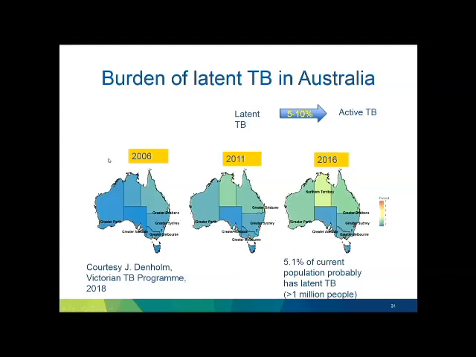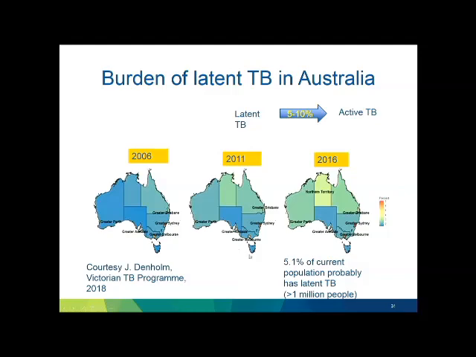Now, what about the burden of latent TB? So I'm just checking the time in Australia. My colleagues in Victoria, led by Justin Denholm, who's the director of the Victorian TB program, have done some modelling based on census figures. They've taken the denominator, the 2006, 2011 and 2016 census data, and modelled what they think the likely burden of latent TB is in the Australian population.